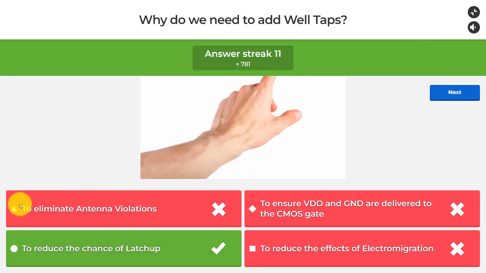The other answers over here: to eliminate antenna violations, we just discussed that. It has nothing to do with what I was talking about. To ensure VDD and ground are delivered to the CMOS gate, we use rails for that. It has nothing to do with well taps. And to reduce the effects of electromigration, we use wider wires or better materials such as copper. That has nothing to do with well taps. What they are used for is to reduce the chance of latch-up.